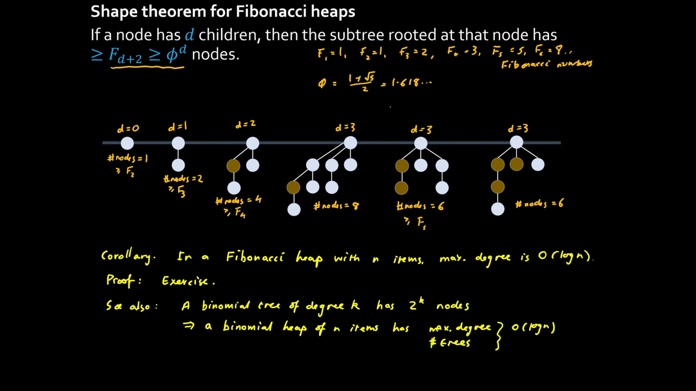These were fairly straightforward results to check for the binomial heap, and the proof of the corollary is along very similar lines. The proof of the shape theorem is really a curiosity. It's not something which has very general applicability, but it's also not all that hard to prove, so we might as well just go through the proof now.